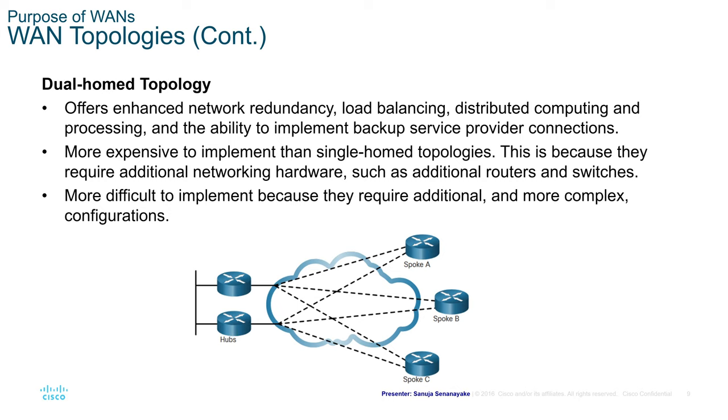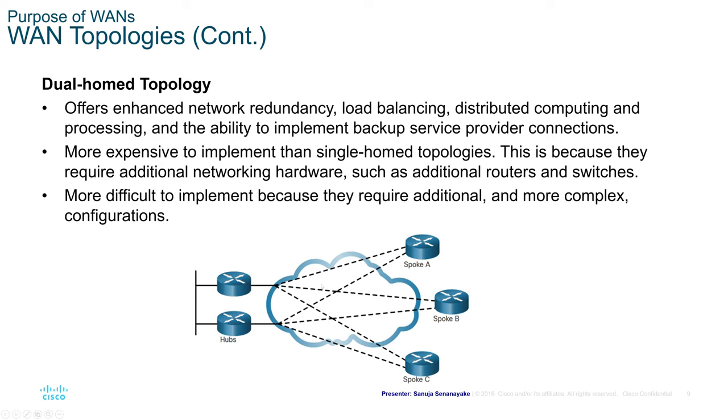Dual home topology. This type of topology offers enhanced network redundancy, unlike the hub and spoke one, and load balancing, distributed computing and processing, and the ability to implement backup services and service provider connections. As you can see on the diagram at the bottom of your screen, the dual home topology has redundancy built into it, because devices are connected through multiple links.